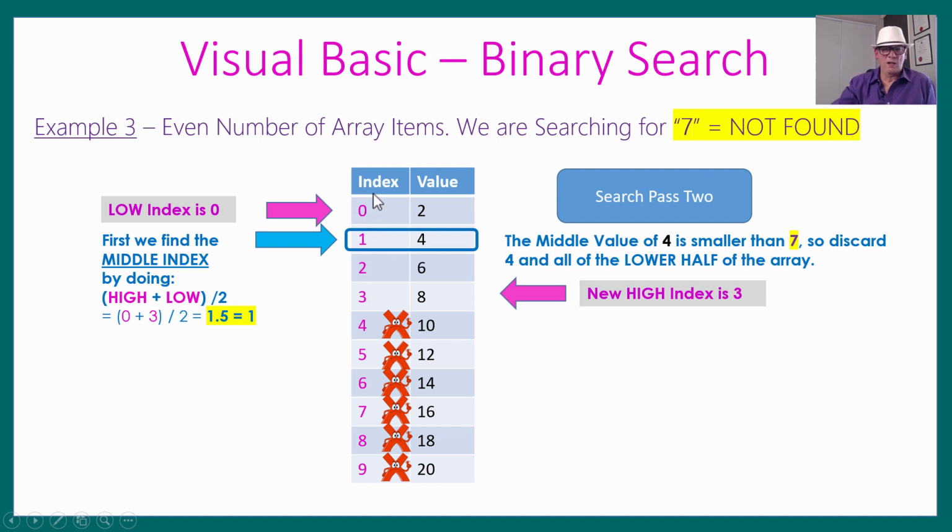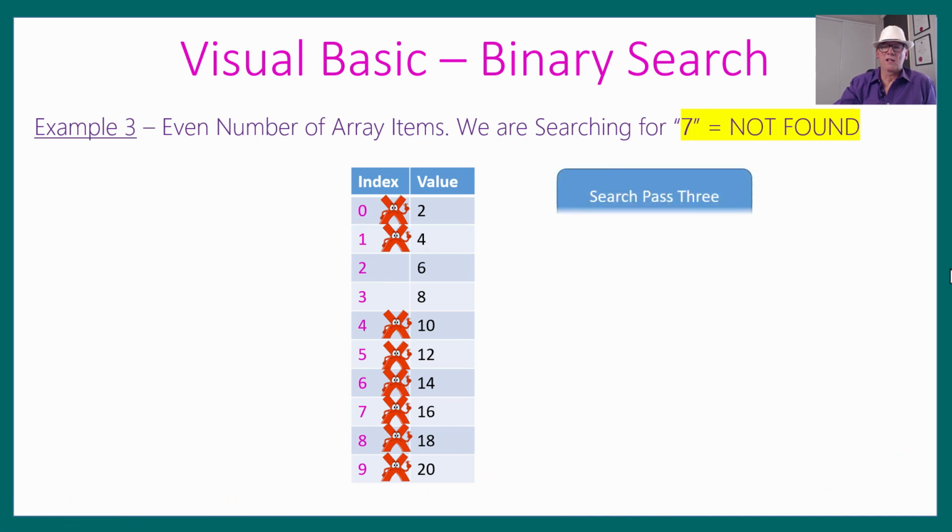Both of these are duds and we can get rid of them. So we do that. And now we're just left with this little tiny area here. Our high index is still going to be 3, but we're going to have to bring that low index down now to be at this position here. So we can search that last tiny little piece that's left.